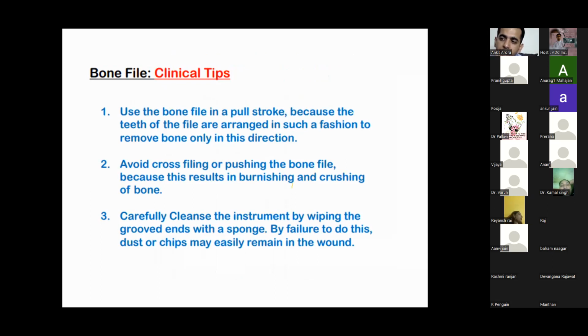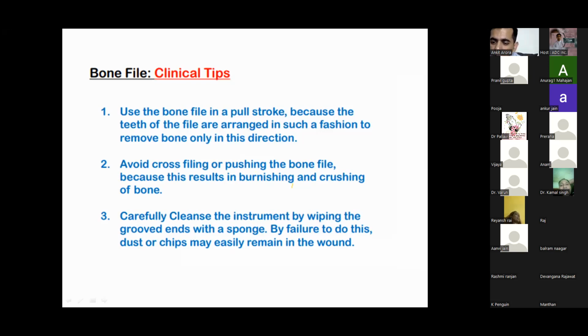But if at all you are using a bone file, you need to pull it. Do not go into the lingual pouch. I am repeating again and again. Just go from the lingual pouch to the buccal margin, right? To the buccal margin. Avoid cross filing or pushing the bone file, because this will result in burnishing and crushing of the bone.